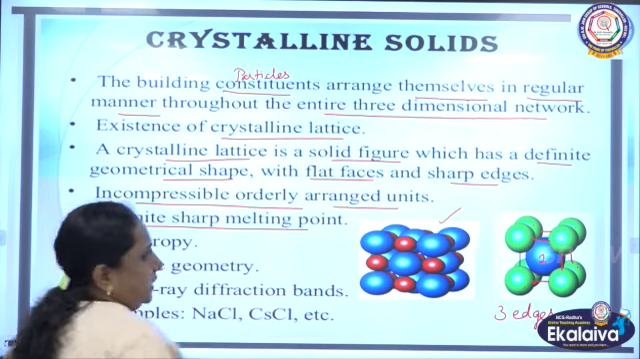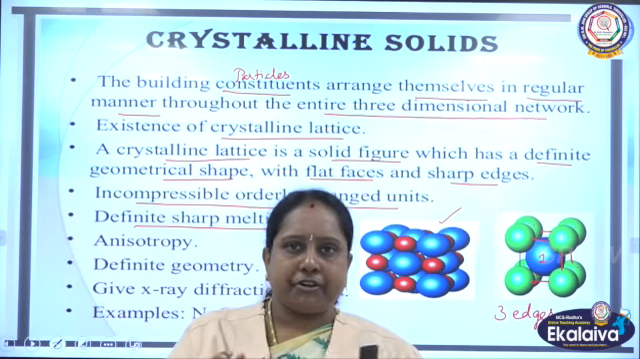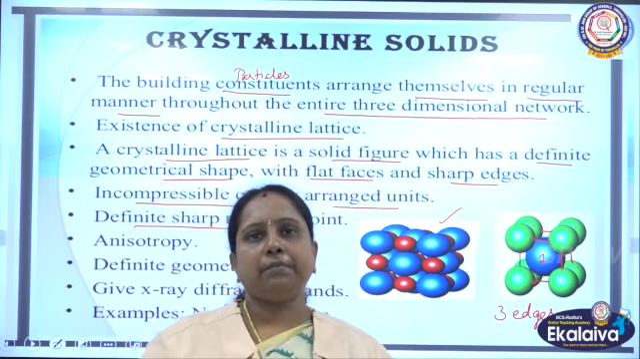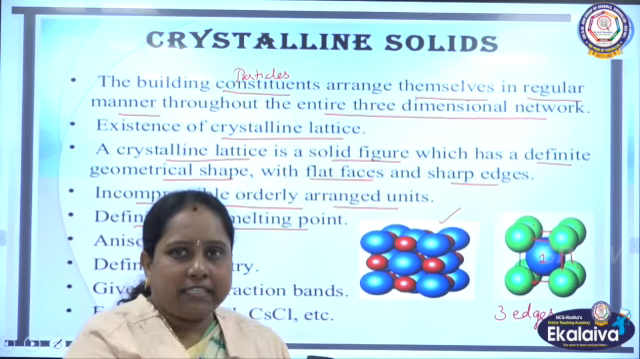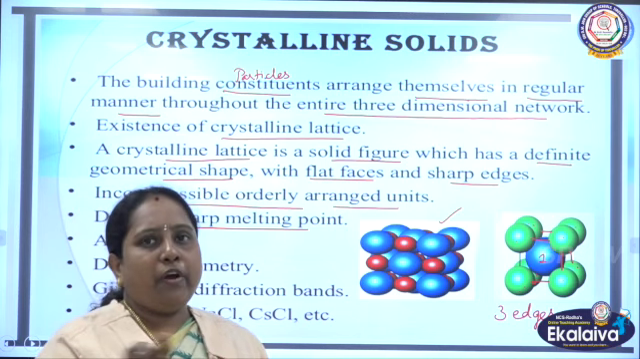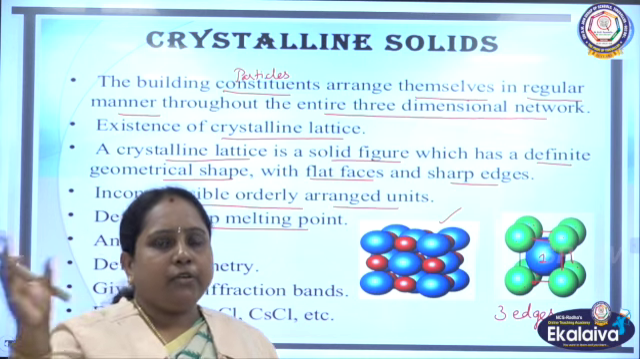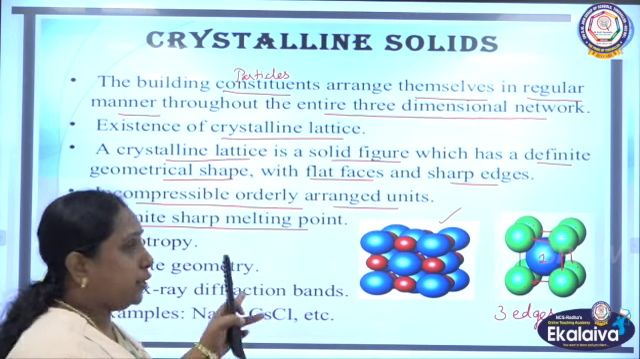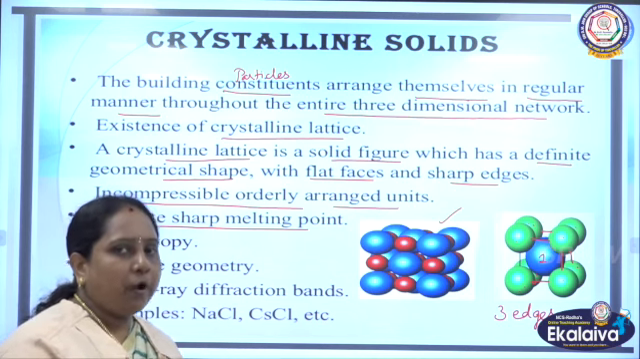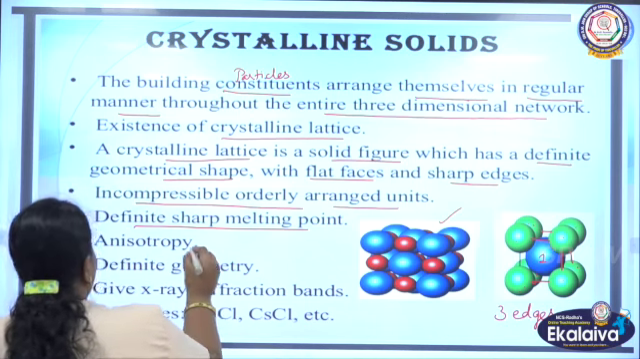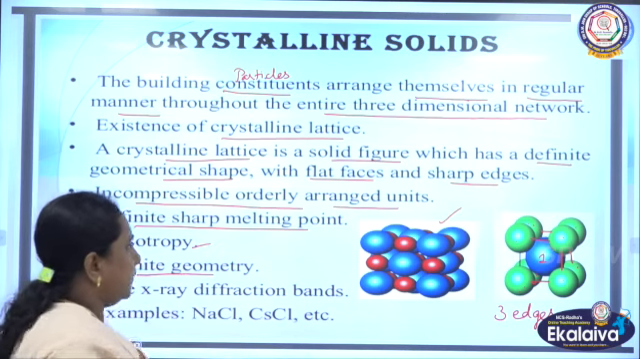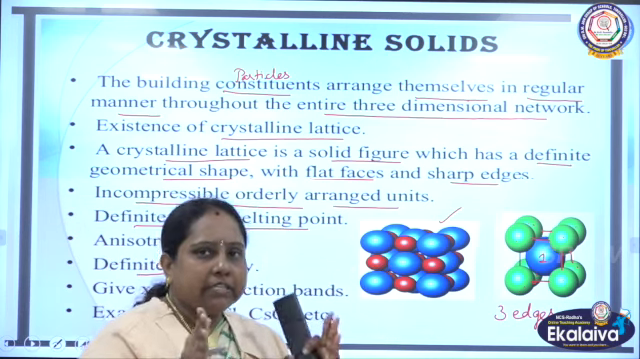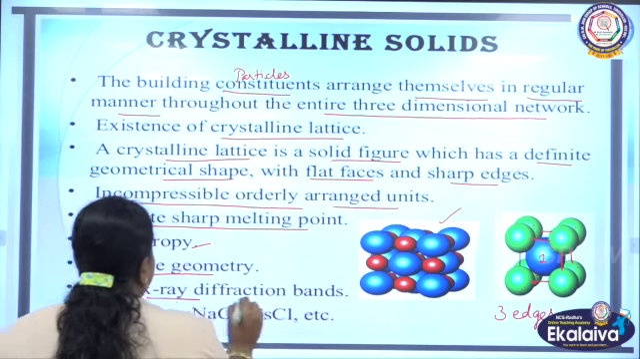Definite sharp melting point. As the particles are arranged regularly, the sharp melting point is a characteristic property mainly maintained by crystalline solids. At a particular temperature they start melting, and there will be no deviation for that particular solid to melt. Anisotropy, we will discuss in detail what is meant by anisotropy. Due to the arrangement of the particles, the other physical properties will vary. Let us see what that is. And definite geometry, which we have already seen: the arrangement of the particles will give a definite shape to a particular crystal. And it gives X-ray diffraction bands.